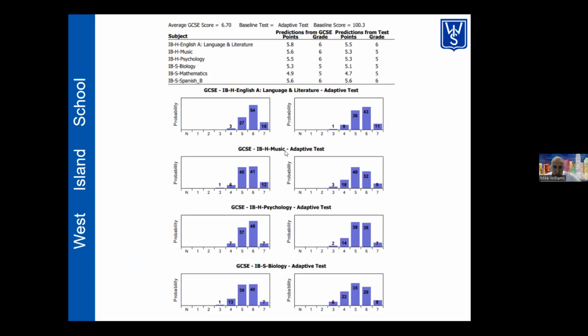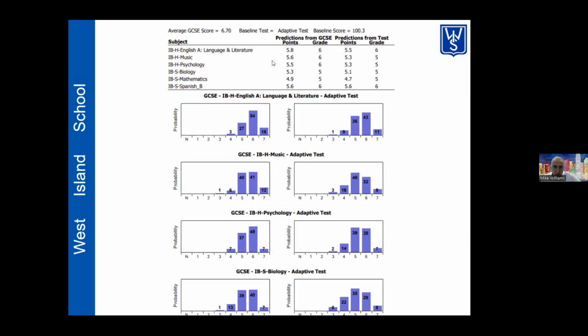So in this case, I've used an example here. Let me move something. And we look at the top of this example here. It says baseline score at the top. It says 100.3. So this is a bang in the middle student in the national sample. So what Chem do is they look at all the students who have a baseline score of 100 and say, what happened to their IB score? What IB score did they get in the end? Out of tens of thousands of pieces of data.